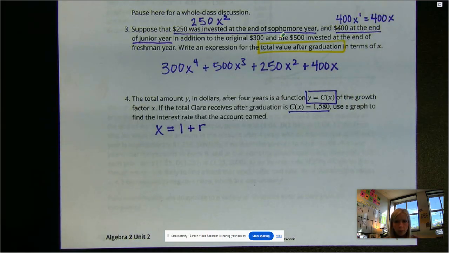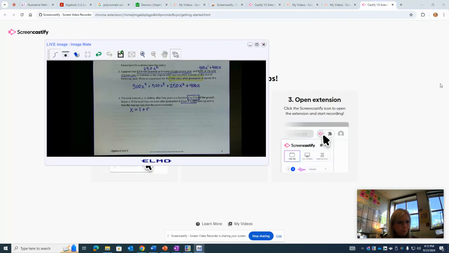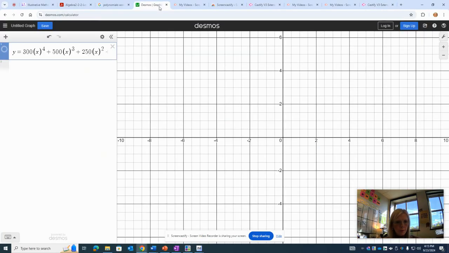Okay, so I've got Desmos set up on this screen, and you might notice I typed in the equation. So I've got 300 times x to the 4th. I was being dramatic by putting those parentheses in there. We don't need the parentheses, but I did put them in there. Plus 500 times x to the 3rd, plus 250 times x squared, plus 400 times x. So I'm going to go ahead and turn the graph on by clicking this little circle.